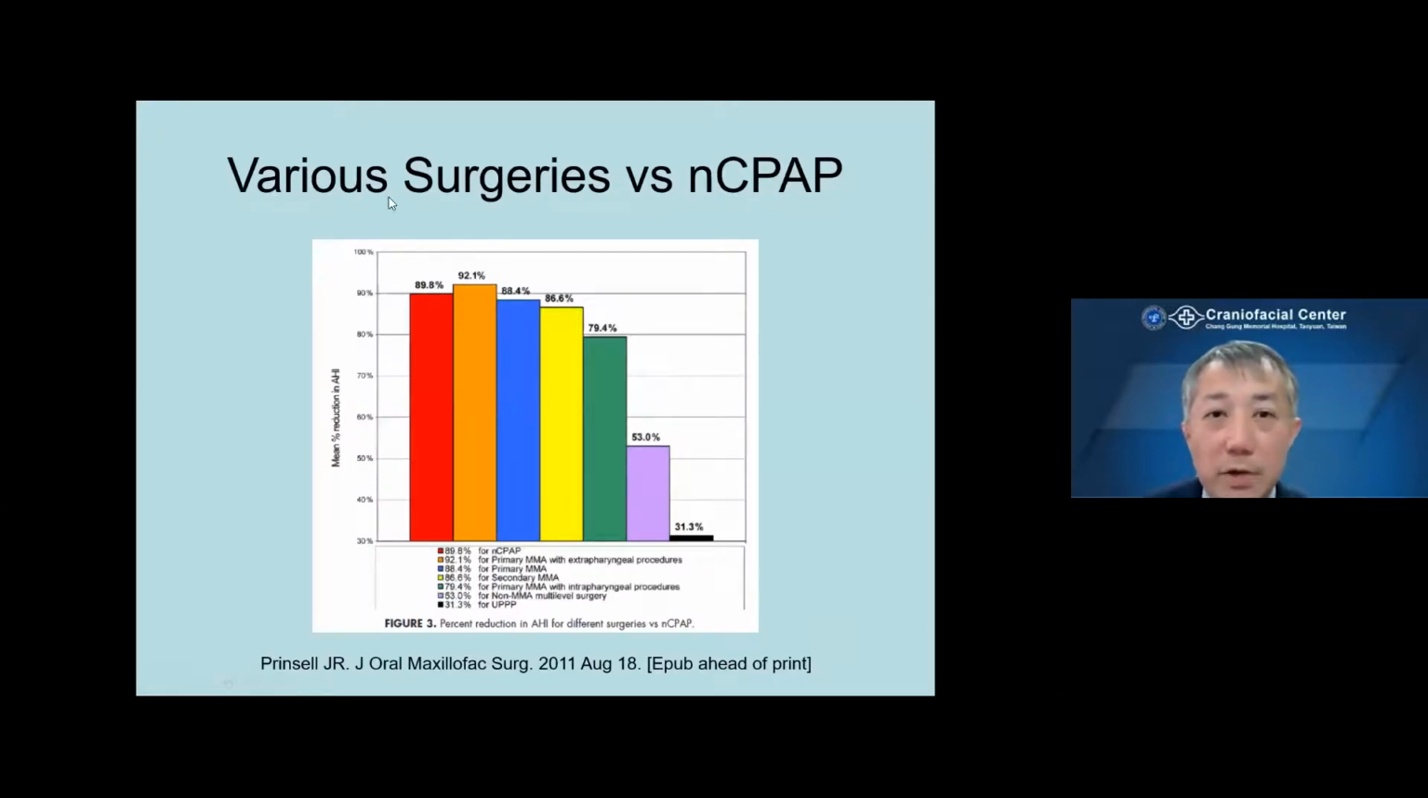If we compare various surgeries versus nasal CPAP in the red column, we can see CPAP can improve the AHI by 90%. The orange, blue, yellow, and green ones are all different types of MMA combined with soft tissue surgery or secondary MMA. Their power of AHI reduction is quite good. The purple and black parts are multi-level surgery and/or UPPP alone.